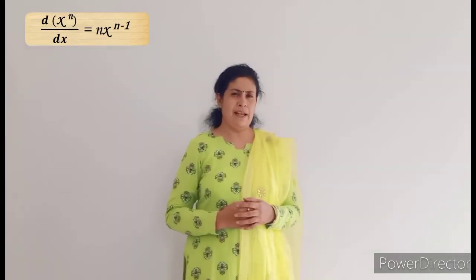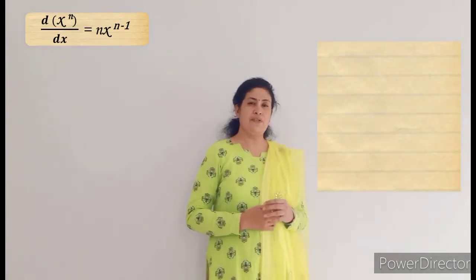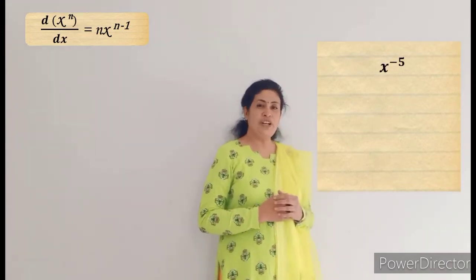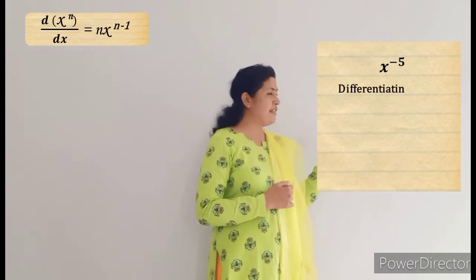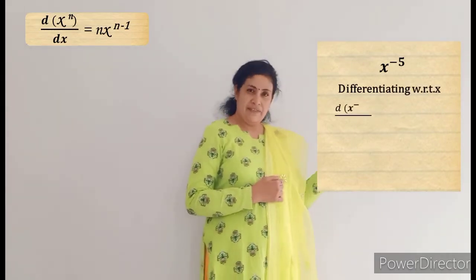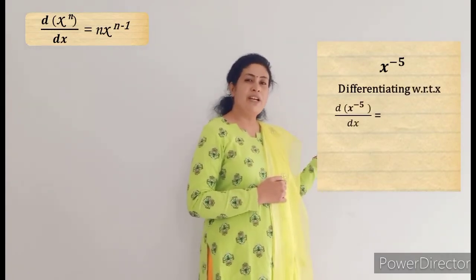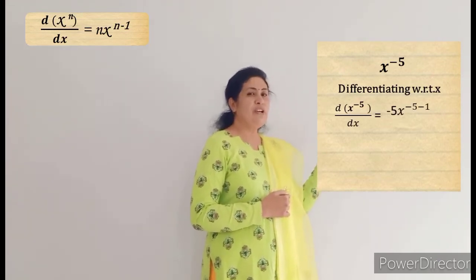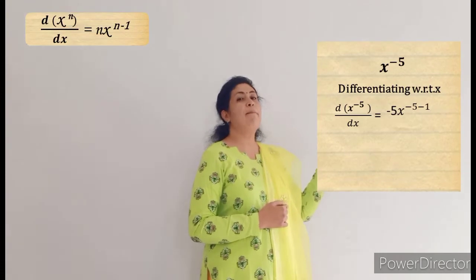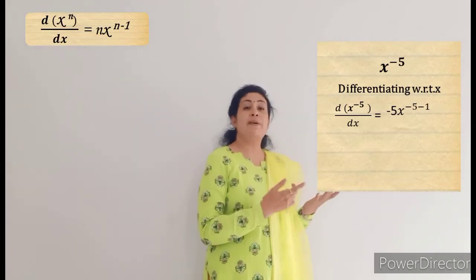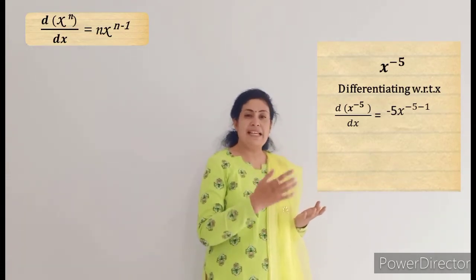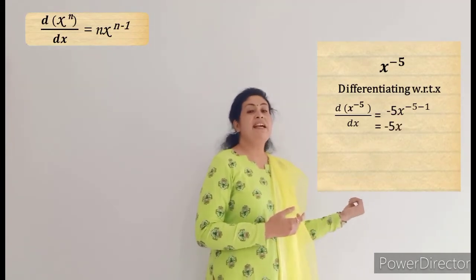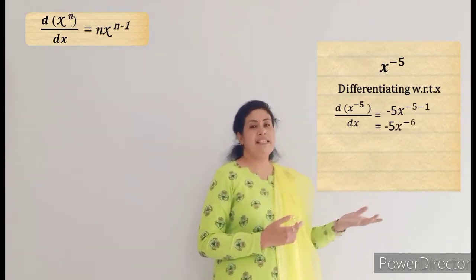Let us see one more example. Suppose the function is x raised to minus 5. Then what will it be? Differentiation of x raised to minus 5. n will come down, so what will come down here is minus 5. x raised to, what will it be? Minus 5 minus 1, which gives you minus 6. So the answer is minus 5 x raised to minus 6.